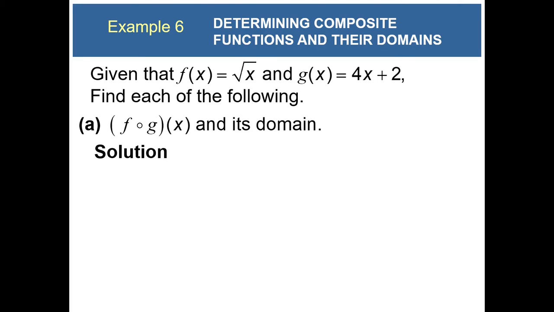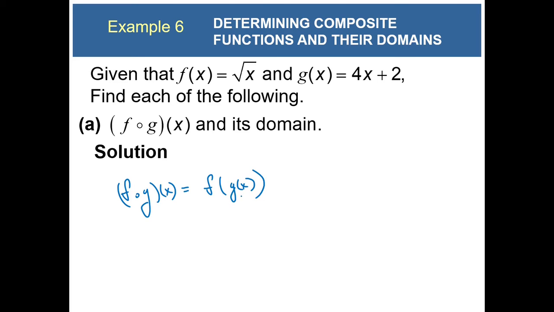Given f of x is equal to the square root of x and g of x is equal to 4x plus 2, find each of the following. Part A, f of g of x and its domain. F of g of x is equal to f of g of x.